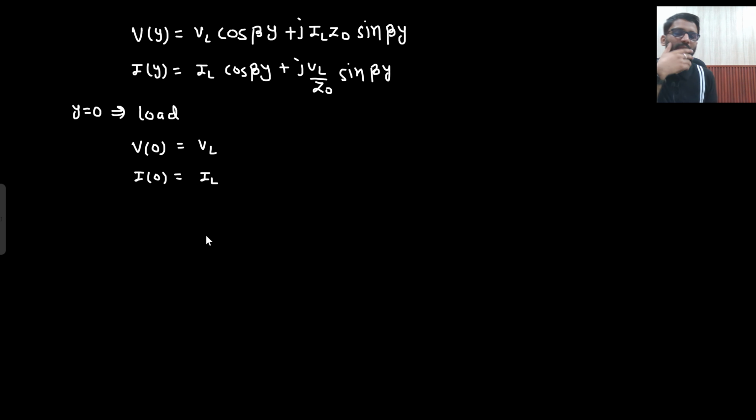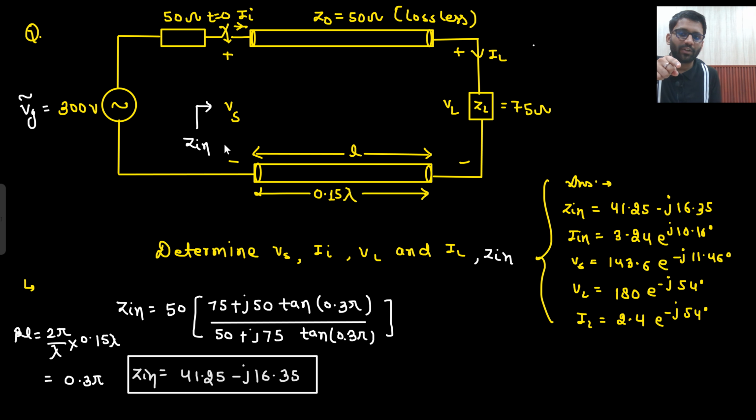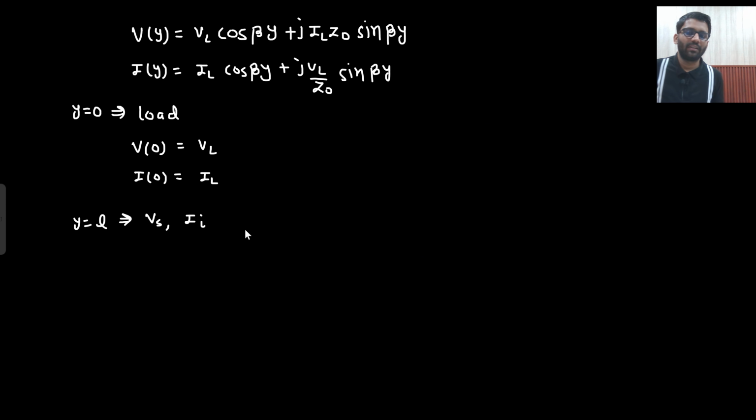But if I put Y equals to L, then I can think something will help me. That means we are coming at Vs and Is, Vs and I in. At Y equals to L, what is your potential? Vs and I in, no? This is your Y equals to 0 and this is your Y equals to L. So if you put Y equals to L, then there could be something.